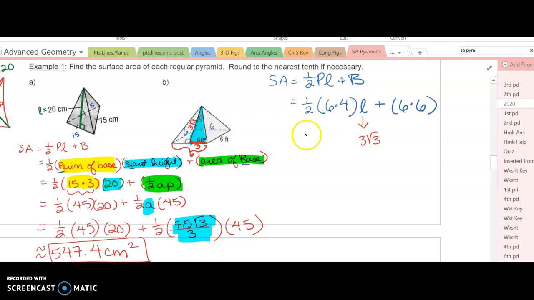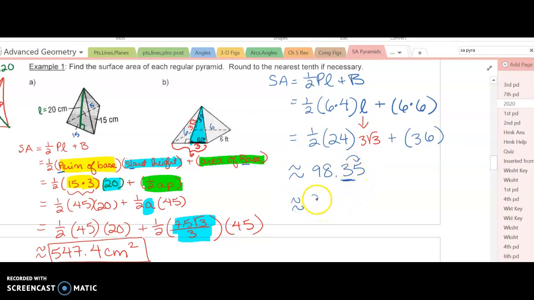Okay, so let's plug that all in. We have 1/2 times 24, since 6 times 4 gives me 24, times 3 square root 3, plus 6 times 6, which gives me 36. We're going to put all that in our calculator, and I'm getting 98.35. So to the nearest tenth, we look at the hundredths place, 5 or greater, so we're going to round up. That would be 98.4 feet squared.